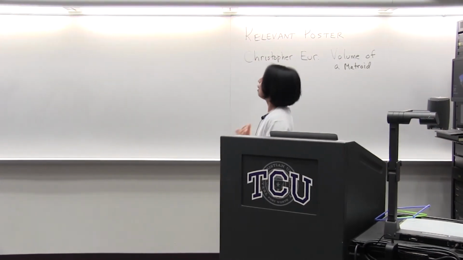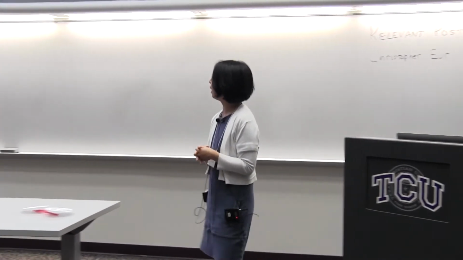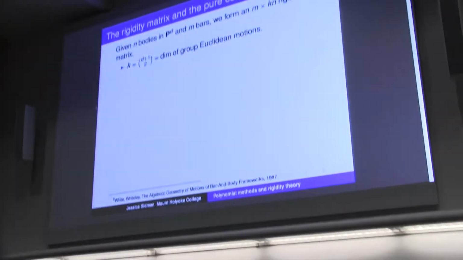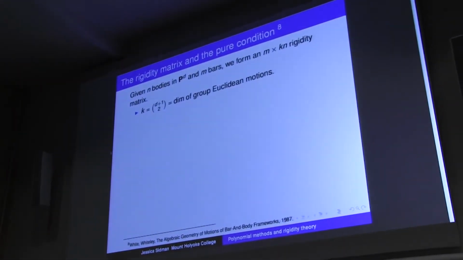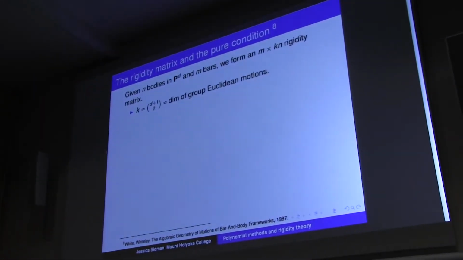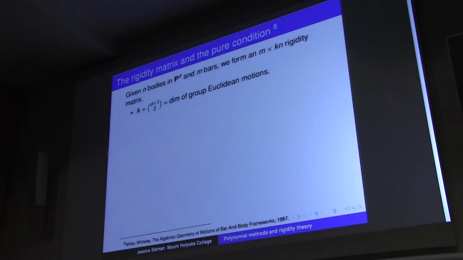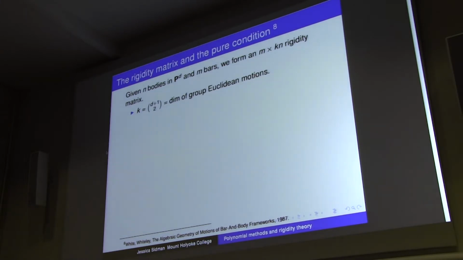So the presentation of this result that I want to give is from this paper of White and Whiteley, The Algebraic Geometry of Motions of Bar and Body Frameworks from 1987. It's a wonderful paper. It's beautiful. I reread it and reread it, and every time I reread it, I find something I think, wow, that's in there too.